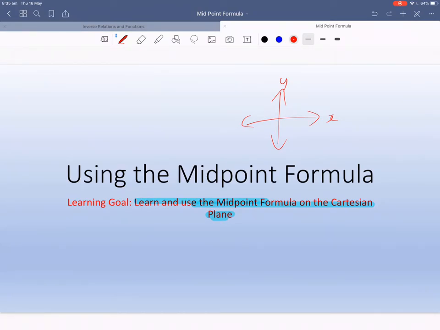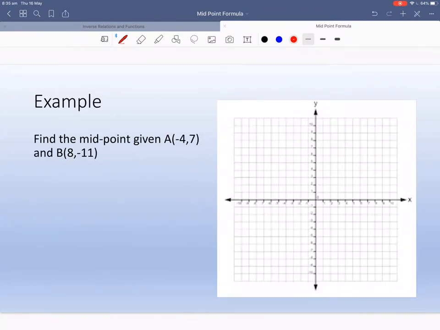Let's go for it. Okay, so find the midpoint given this. So I'm just going to graph this. It's a really poor quality, but it will work. So we've got to go minus 4, 7. So that's minus 1, minus 2, minus 3, minus 4. And 7 will be 1, 2, 3, 4, 5, 6, 7. So we're looking at there.